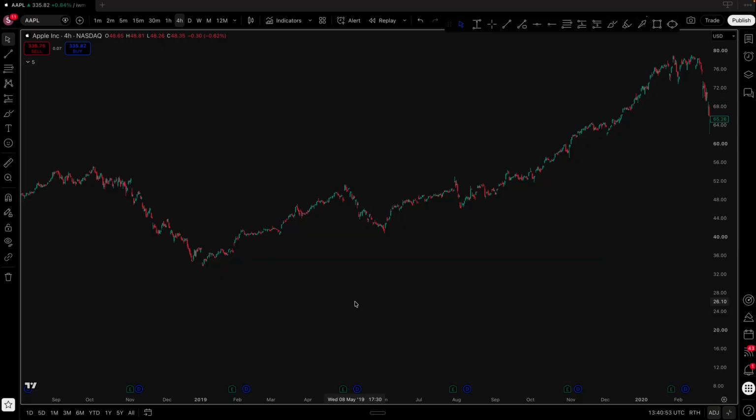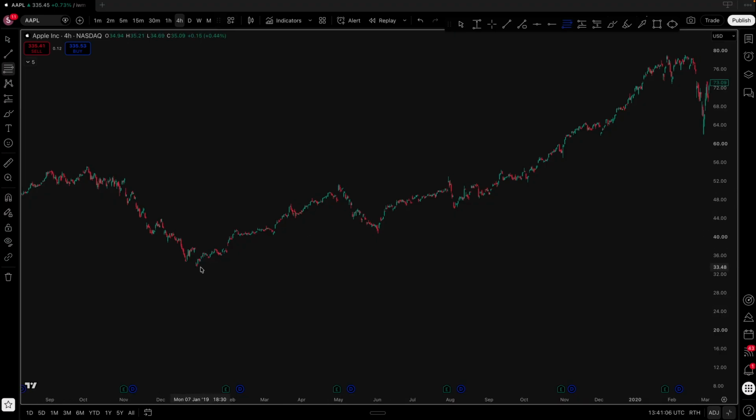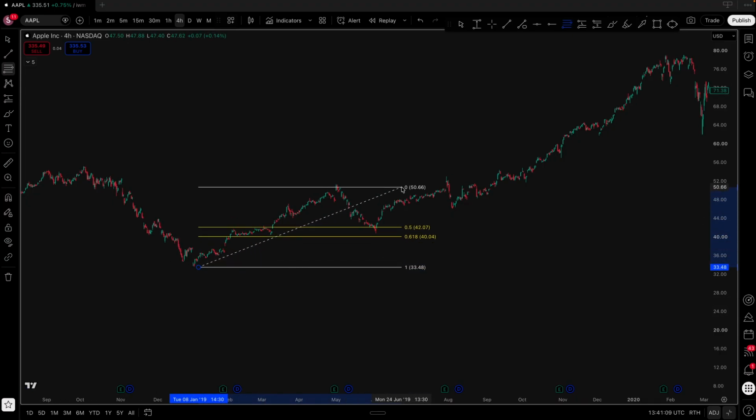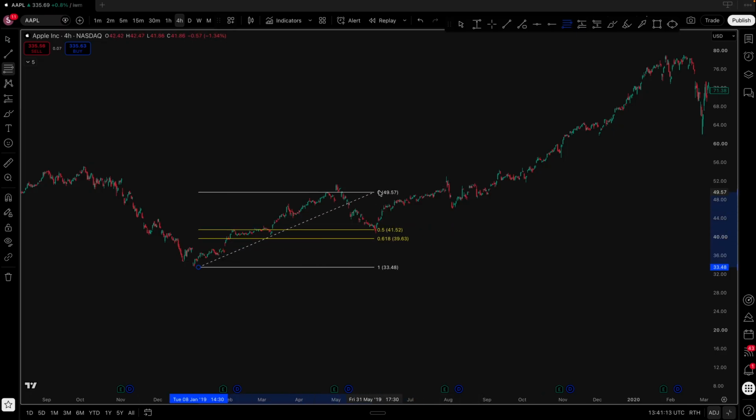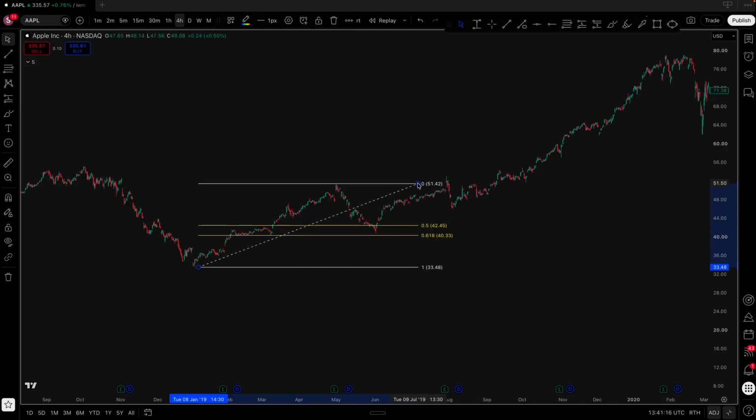Now, the way you use this tool, you draw from point A to point B. You want to catch that retracement. After that retracement, you have point C to D. So if I look at this chart right now, I'll go from point A to point B, right here. The most recent low to the most recent high. So right here from point A to point B. Look where the market retraced to, 61.8. You can hop in the trade at this level and ride it up.